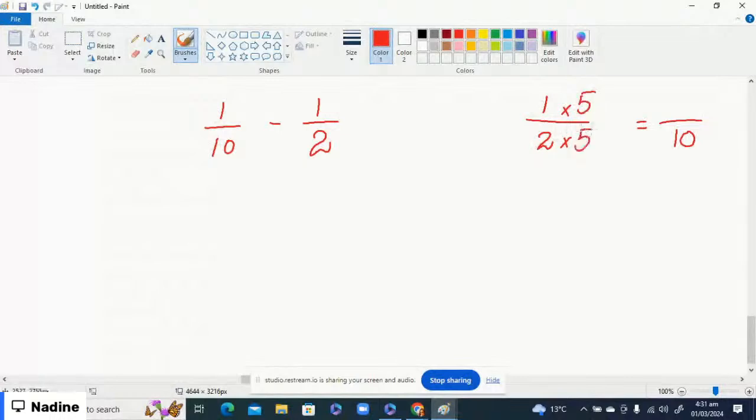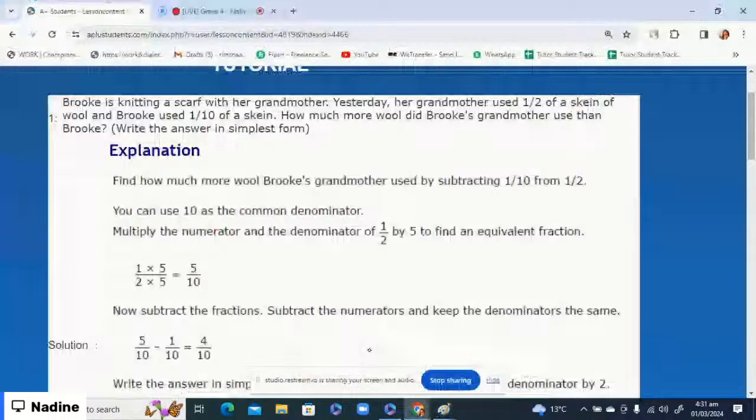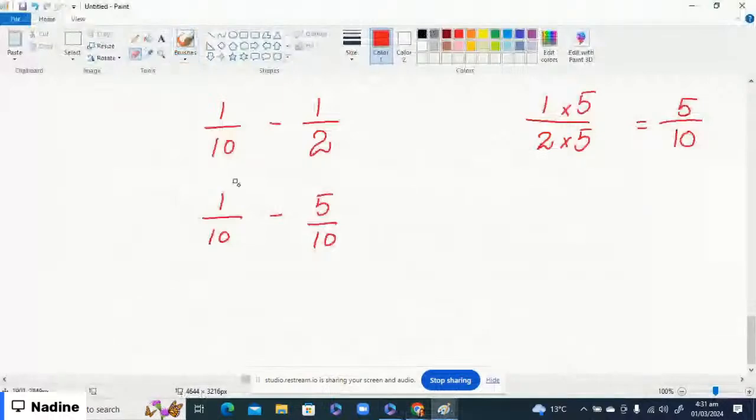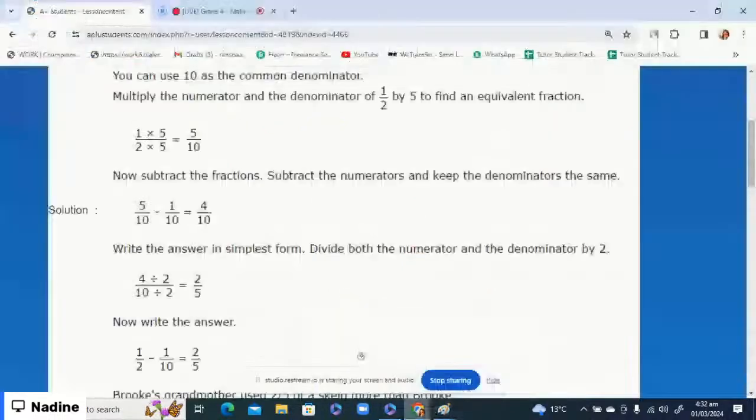We are choosing here 5. 5 times 1 is 5 and then 5 times 2 is 10. Okay, and then we are going to write 1 by 10 minus 5 by 10. Now after we are going to check 5 by 10 minus 1 by 10 that way. Sorry, I'm just going to write it this way: 5 by 10 and then minus 1 by 10. This 10 is common in both of it and 5 minus 1 is 4 by 10. Okay, this one is your answer.